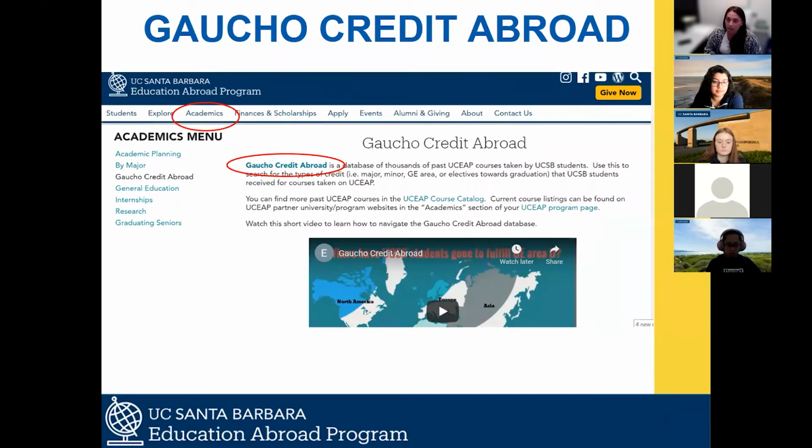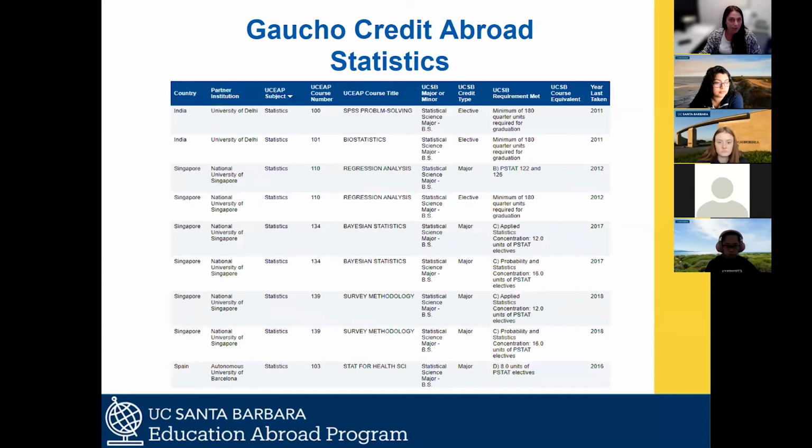Another excellent source of information about courses that have been taken for major credit by UCSB students is our Gaucho Credit Abroad database. This is found on the UCSB EAP website under academics, Gaucho Credit Abroad. This database shows the type of credit UCSB students have received for courses on programs they've done with UCEAP. So this is a historical database that gives you insights into what courses students have taken for major credit. By searching by your major and the university or program that you are choosing, you can get info here. As you can see, the type of credit that they received, the university, and then the country and location.